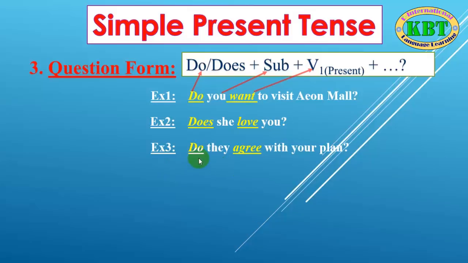Example number 3. Do they agree with your plan? Do is the auxiliary verb, they is the subject, agree is the verb, with your plan, and a question mark. This is to show the question form, so I'll give only 3 examples for you. Now let's go to the short answer for the question.